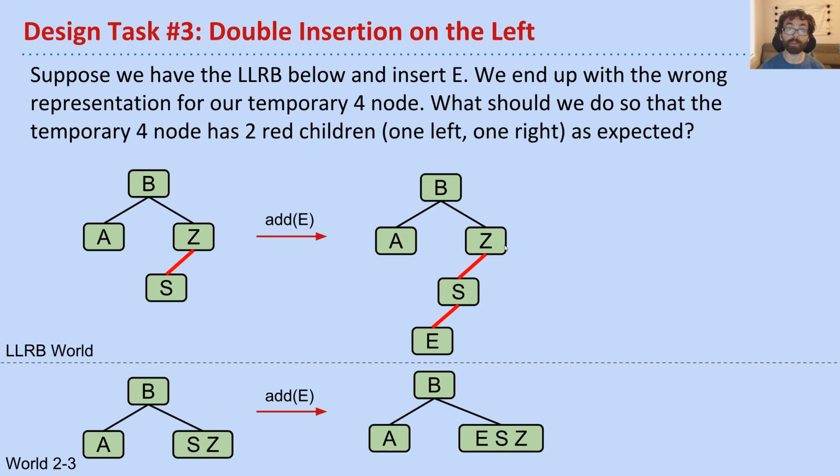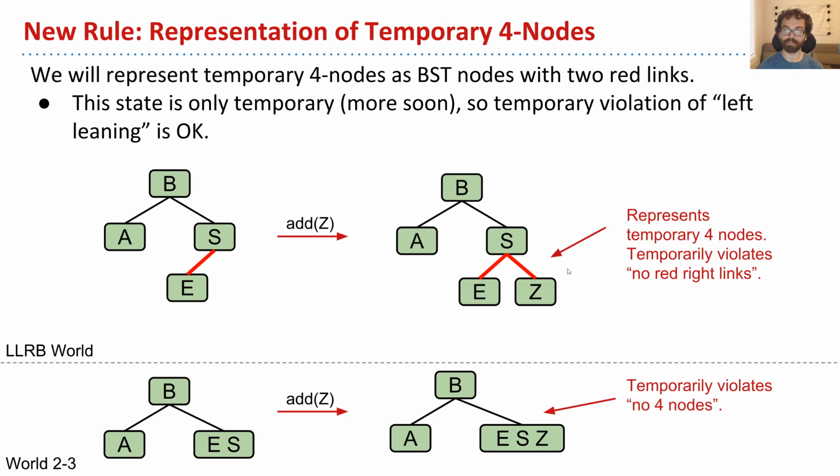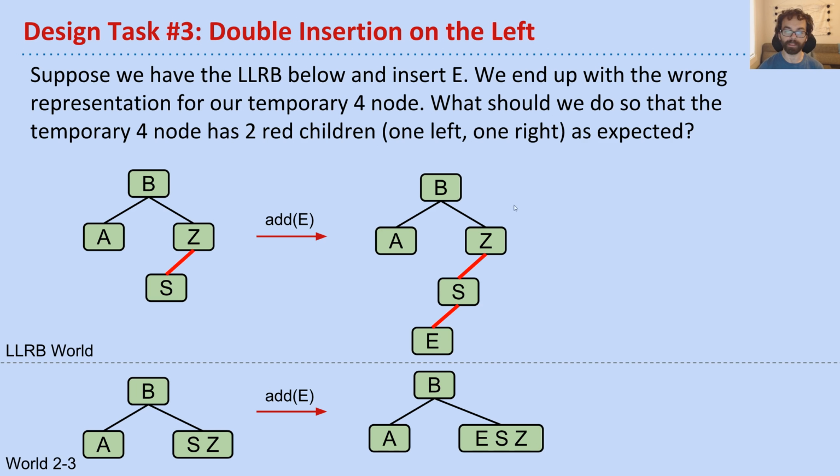So what I'd like you to do now is figure out, how do I change my tree so that the temporary 4 node is represented as a node with 2 red children. That is 1 left red child and 1 right red child. Because I said earlier that this is the way we need to represent things. So tell me, what do I need to do to this tree in order to make it correct? It's going to be a single rotation. So tell me which rotation and which direction, left or right, and which node to rotate.